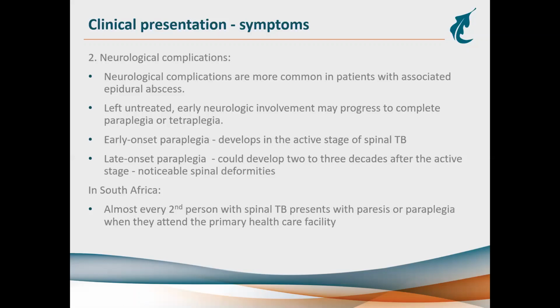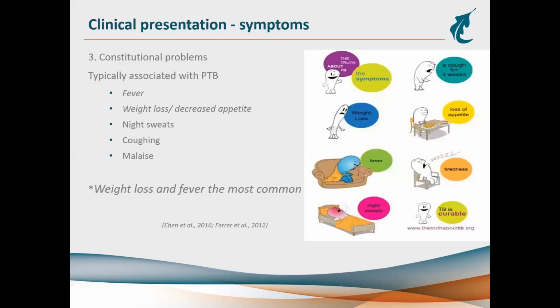In South Africa, unfortunately, almost every second person with spinal TB presents with paresis or paraplegia when they attend their primary healthcare facility for the first time. So that's why we want to pick up these symptoms early on so that it doesn't lead to paraplegia. And then the third symptom that you should look at is the constitutional problems.